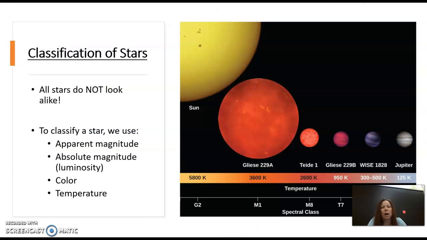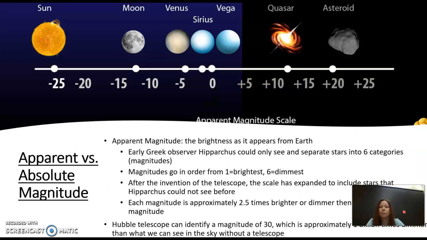So all stars do not look alike. Not every sun or every star looks like our sun, pictured here. These are some other stars and planets as well, so you can also get an idea of size. There are 4 things we look at when we classify stars. We're going to look at what's called an apparent magnitude, an absolute magnitude, which you'll also see as luminosity, and then color and temperature, which are definitely related.